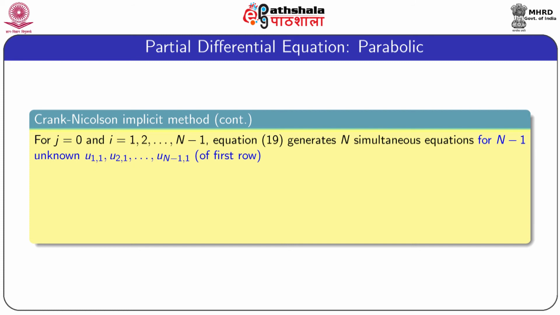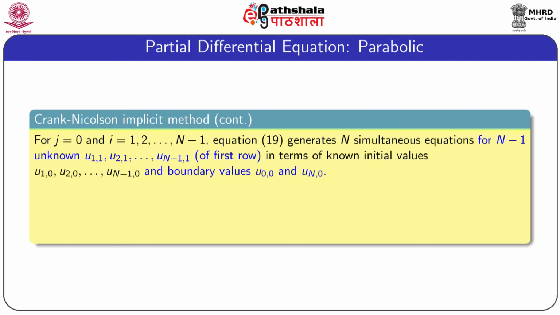That means these are the values of the first row of the table, in terms of the known initial values, u10, u20 up to un minus 1, 0. And the boundary values are u00 and un0. So, depending on the initial values and boundary values, we can calculate the values of u11 to un minus 1, 1. Thus, for this problem, initial and boundary conditions are required. Without both these conditions, we cannot solve the given parabolic equation by Crank-Nicholson implicit method.